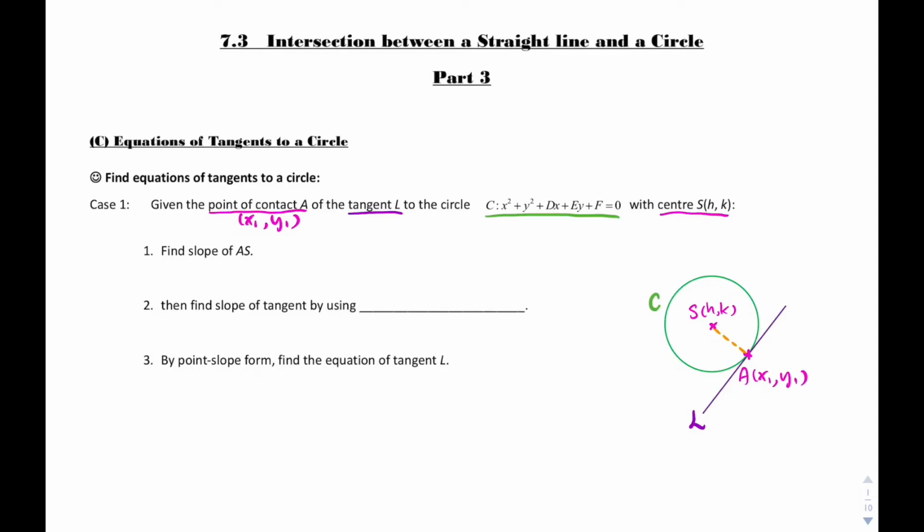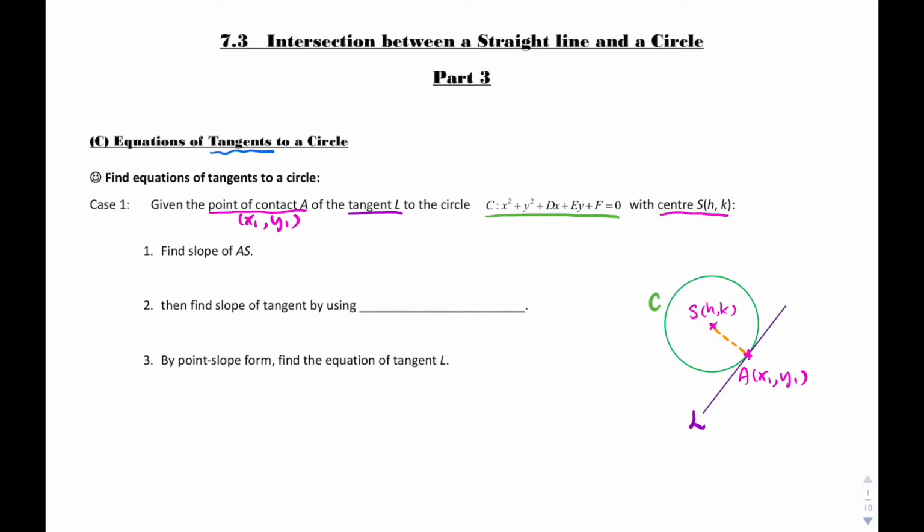Form 5 Mathematics, Section 7.3, Part 3. Section C. In these sections, we will learn how to find the equations of tangents to a circle. And here we will consider two cases.